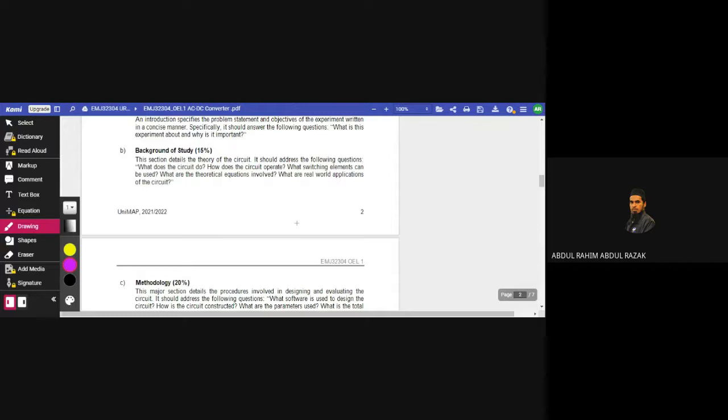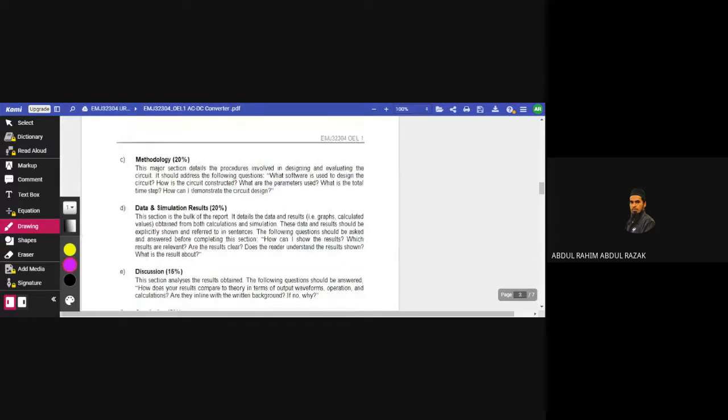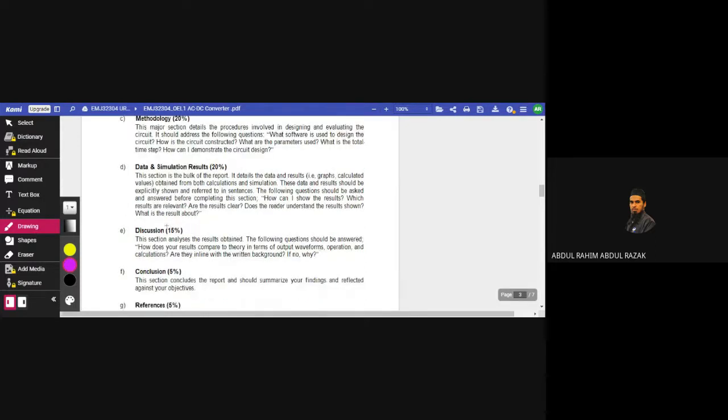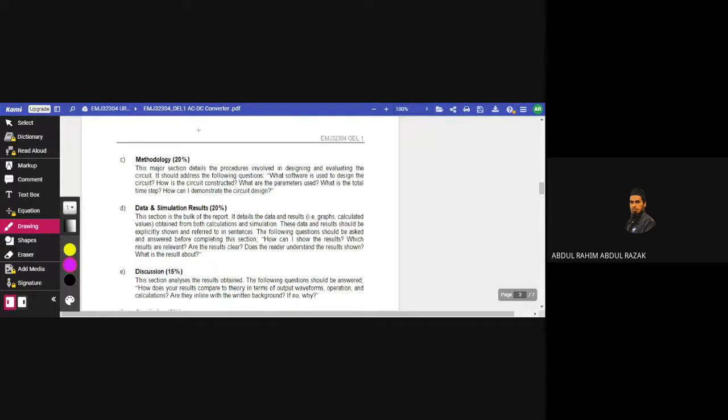The methodology describes how you want to execute the design, what kind of software is being used, how the construction is being made, what the parameters being set are, and why you set them like that. And then the summation, when you decide in the methodology how you want to set or how you want to do it.